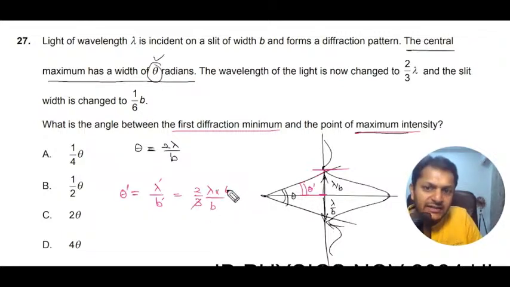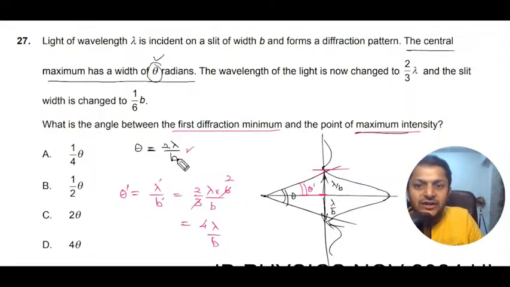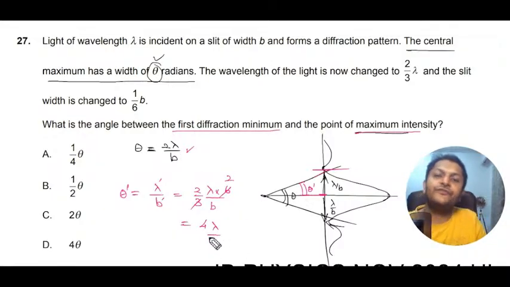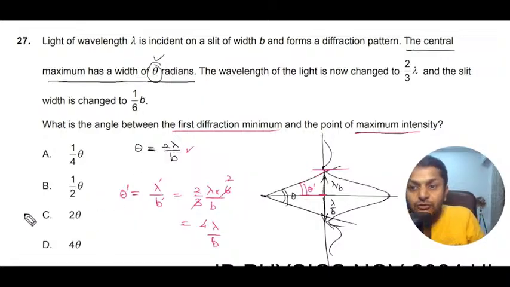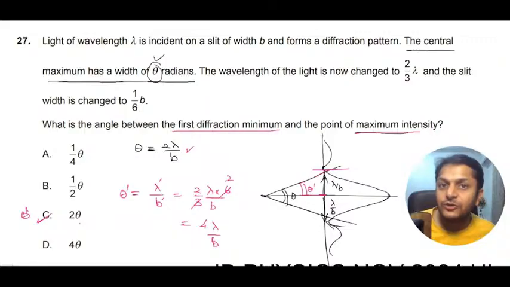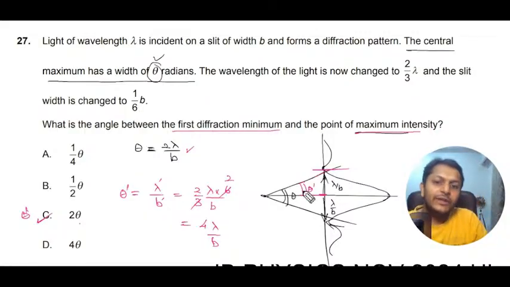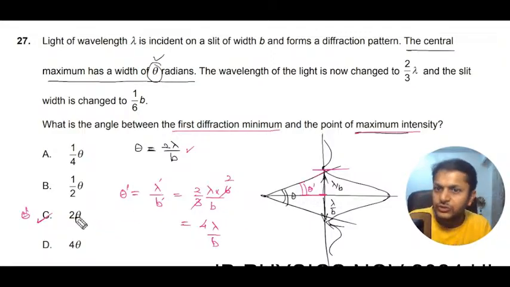So b, and this is 6, so 3 2s are. So it is literally becoming 4 times lambda by b. So you can see here it is 2 times lambda by b, here it is 4 times lambda by b. So if you want to find the value of theta dash in terms of theta, it will be theta dash is equal to 2 theta. Of course we know that theta here is this angle and theta dash is this angle, but this is how we relate it. Theta dash is equal to 2 theta.